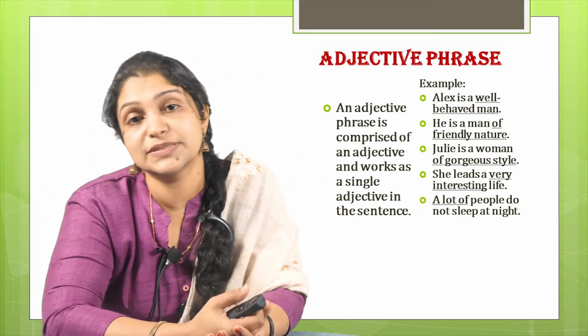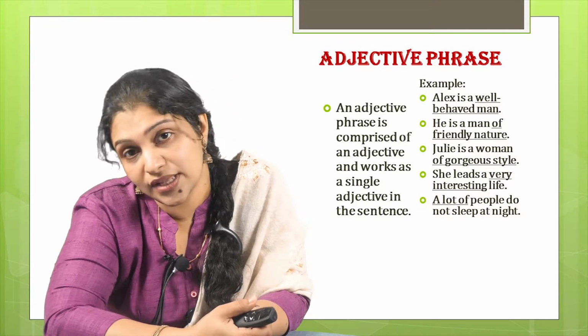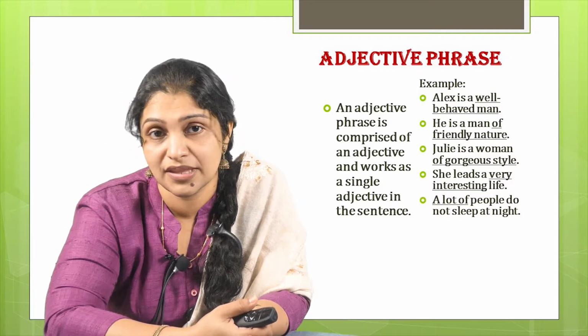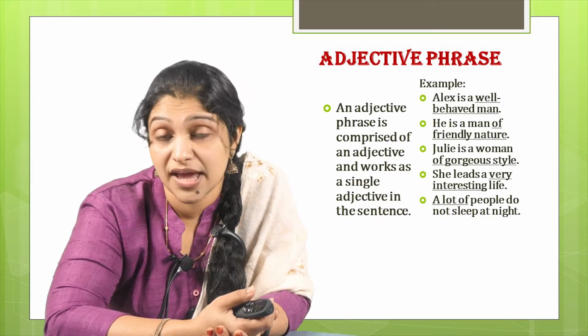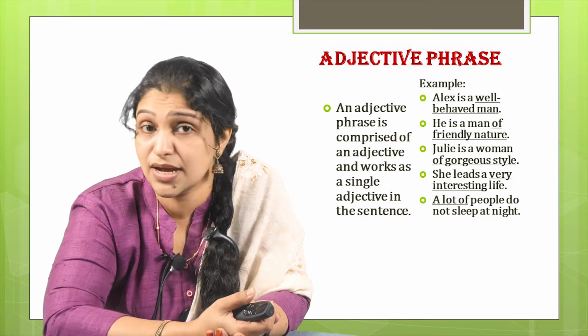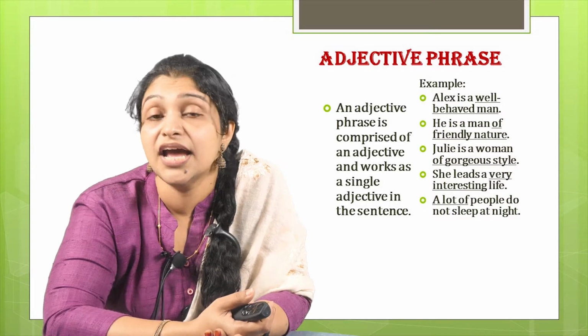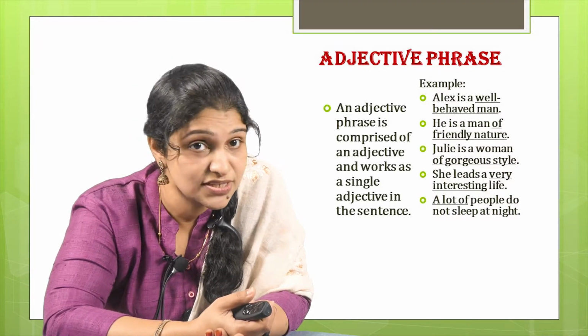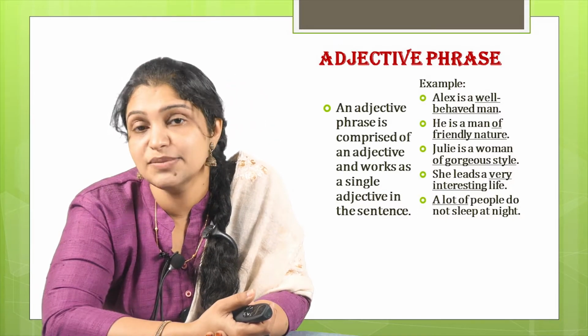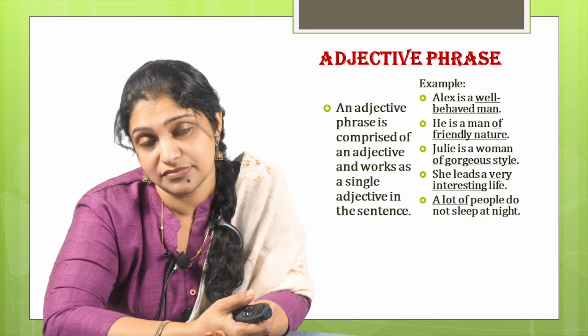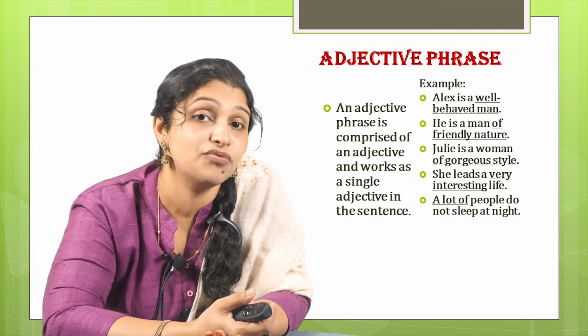Look at the examples. Alex is a well-behaved man. A well-behaved man: well-behaved is the adjective, of course, and man is a noun there. It's an adjectival phrase. It functions as an adjective which describes Alex, the subject. He is a man of friendly nature. He is a man of friendly nature, of friendly nature.